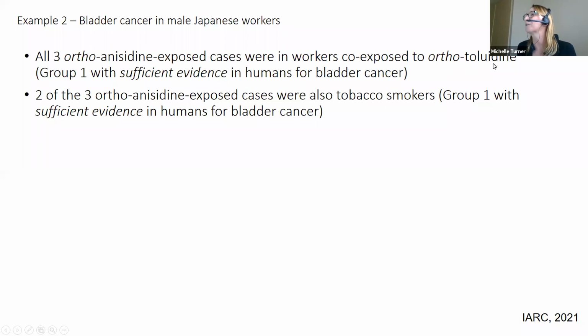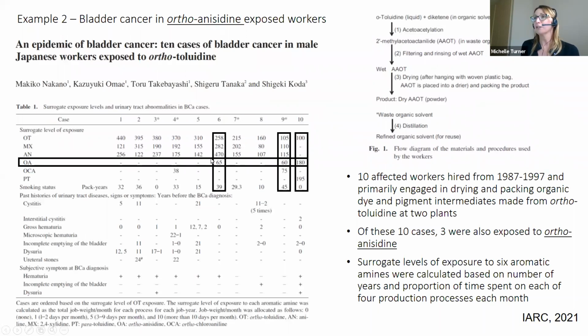They were also exposed to orthotoluidine, which is already classified as a group 1 agent in humans for bladder cancer. And as we already mentioned, 2 out of the 3 workers were also exposed to tobacco smoke, which is also a group 1 agent for bladder cancer. So there, we don't have any orthoanisidine workers here without high levels of exposure to other group 1 agents.